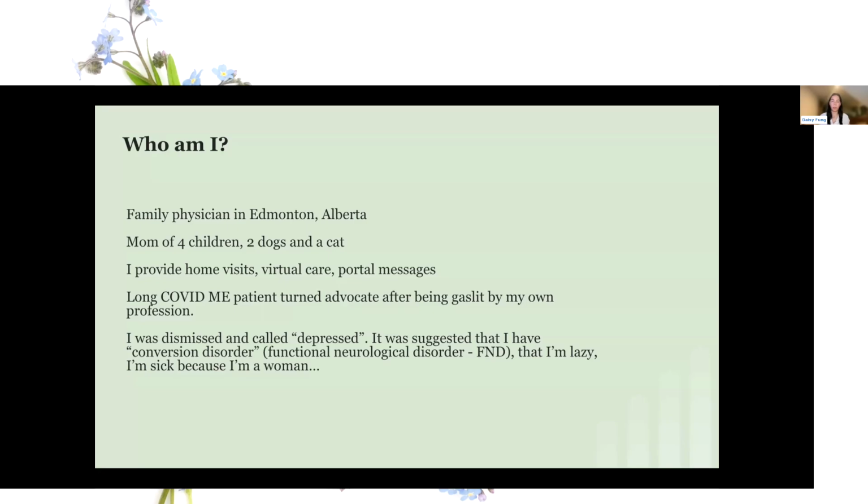As a physician, I was even accused by my own colleagues, who I knew, that I was depressed or I had conversion disorder, also called functional neurological disorder, which was mentioned earlier today. That I'm lazy, that I'm sick because I'm a woman, I'm a family doc in Alberta. Why wouldn't you be tired? So it was a very challenging and relatively new space to me, and that's why I'm here today.